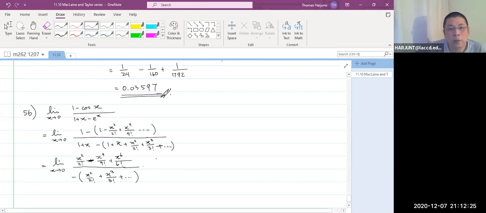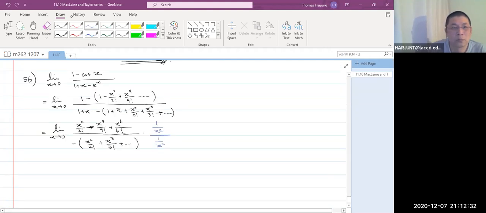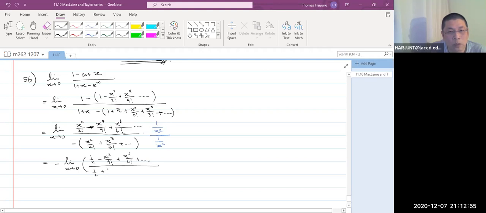Divide by x squared on the top and the bottom. Right? That's the technique we learned before. So this is negative limit as x goes to 0 of 1 over 2 minus x squared over 4 factorial plus x to the 6 over 6 factorial and on, over 1 over 2 plus x over 3 factorial plus 4 x squared over 4 factorial and on. But then when x equals 0, you just get 1.